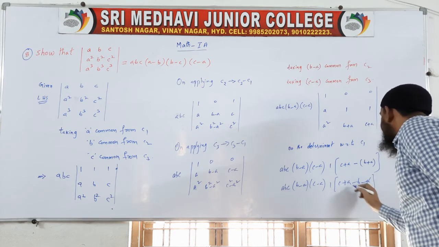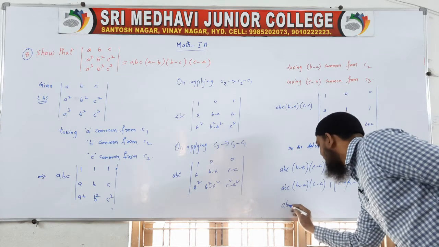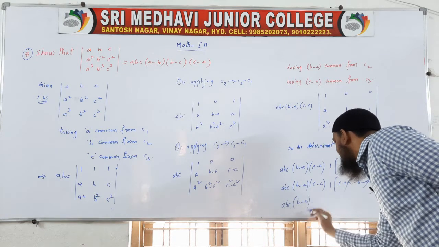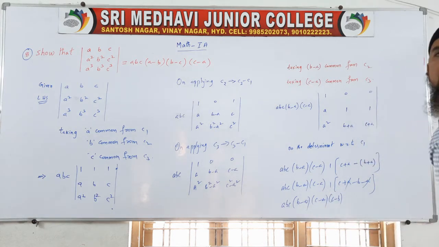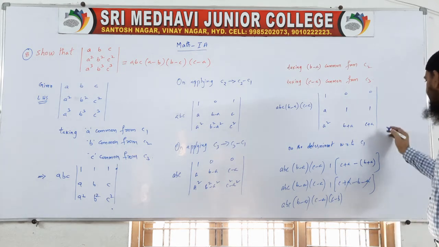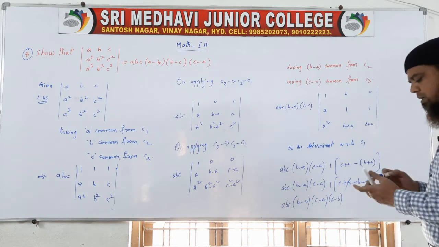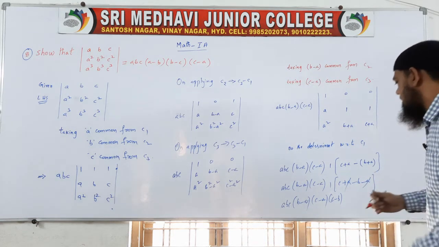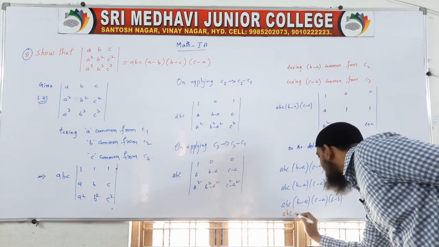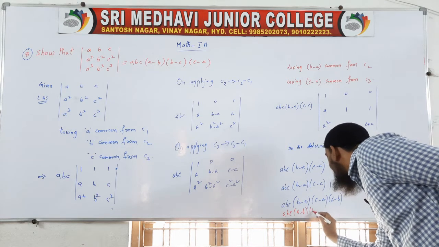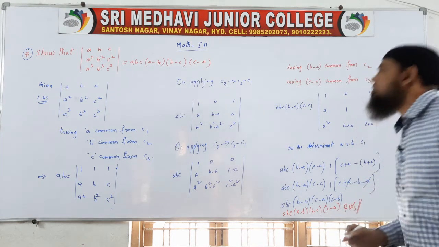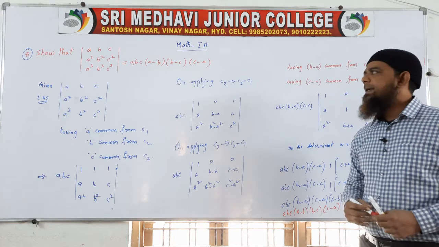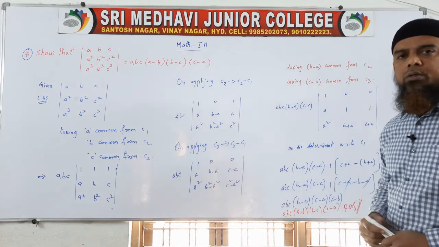b minus a, plus a minus a cancel. What you will get? a, b, c, b minus a, c minus a, it is c minus b. Write down in the order, automatically two brackets will be changed, so minus will get cancelled, you will get a positive number. So here only I am writing the answer, a b c into a minus b into b minus c into c minus a, RHS. So in determinants, second problem also over.